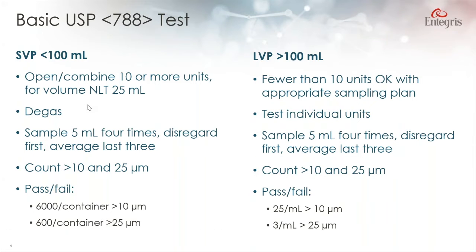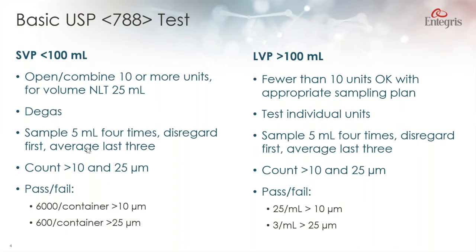Here are the basics of what goes on in the USP 788 test. The real focus is at 10 and 25 microns, and the number of particles per ml, or per container, in these size ranges. How we perform the pass-fail calculation depends on the size of the vial that the drug is contained in. We'll define a small volume parenteral vial as having a volume under 100 ml. And here, since we have smaller volumes, what we'll do is combine multiple vials, and then we'll measure that combined volume.